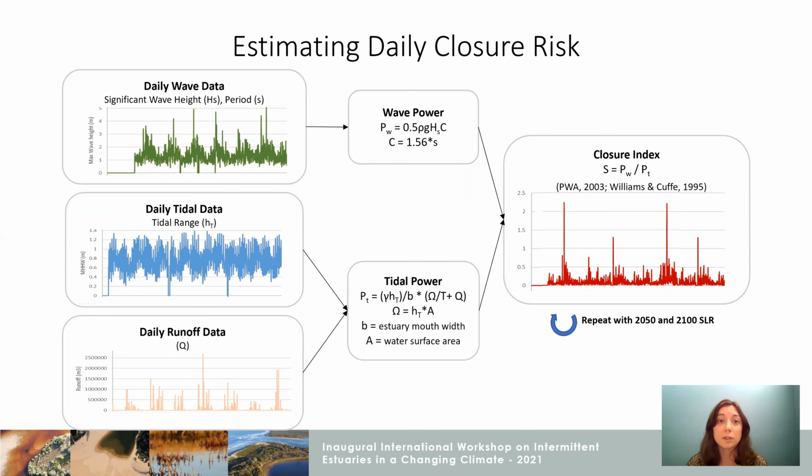The first step in this simplified mouth dynamics model is estimating the daily closure risk. Wave power was estimated from significant wave height and wave period, and tidal power was calculated from daily data on tidal range and tidal prism based on water surface area derived from our hypsometric curves specific to each estuary. Tidal power also takes into account the size of the estuary mouth and the daily runoff data. And this closure index is a simple ratio of wave power to tidal power that tells us when the probability of closure is high or low.